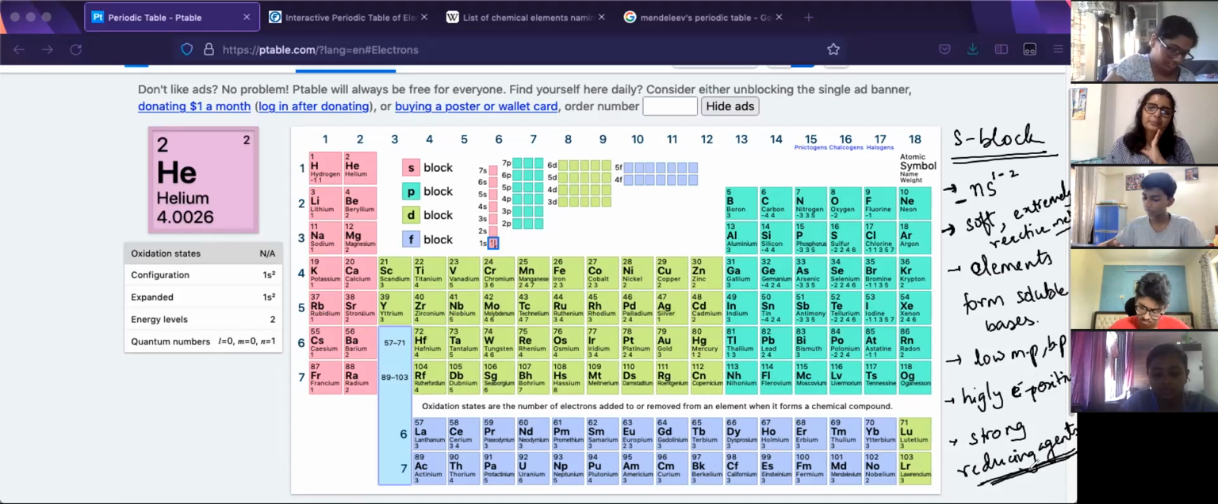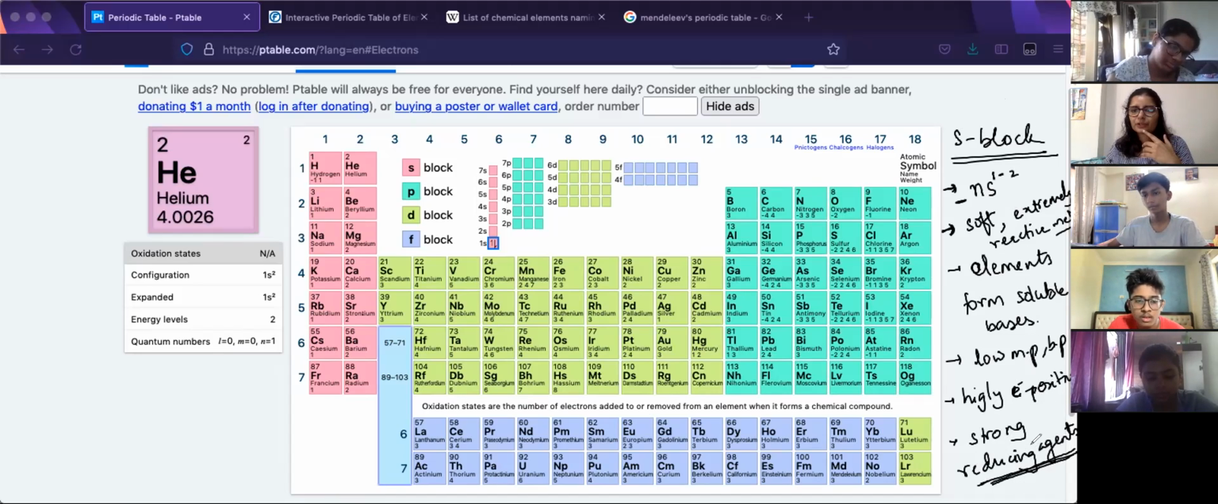Okay, so these are the properties of S-block elements. Once you've noted them down, we'll be discussing properties of P, D, F blocks also in the same format, or similar points we'll be touching on. So let me know once you're done, and then I'll make space.